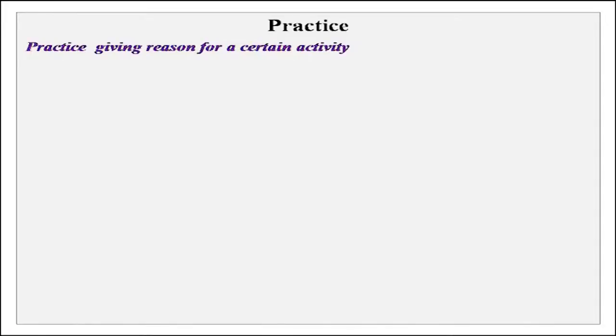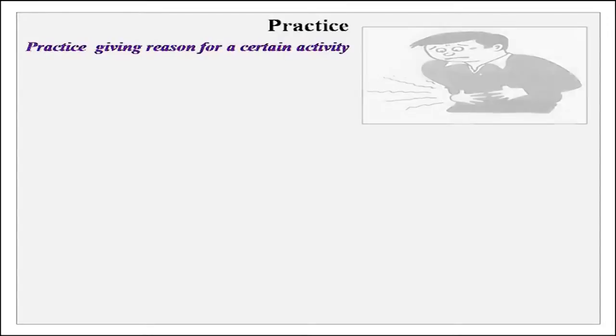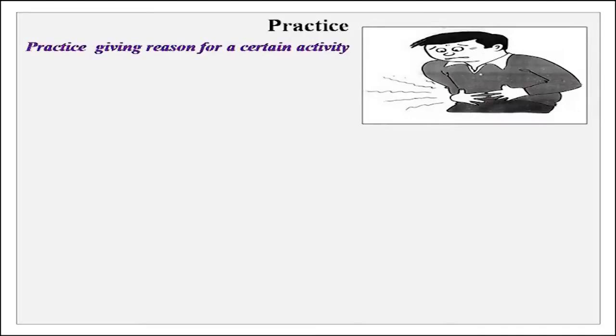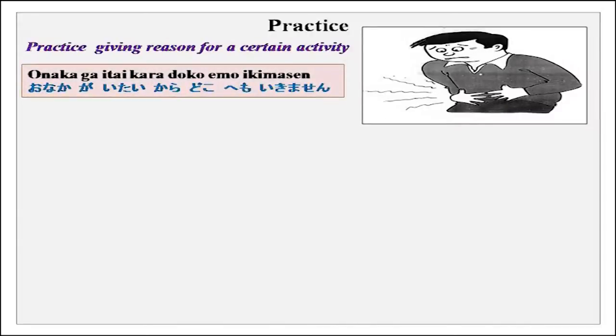Now, we have practice giving reasons for a certain activity. So, you have some pictures over here. Well, Tanaka-san has a stomach ache. Onaka ga itai. So, what are you going to say? Onaka ga itai kara doko e mo ikimasen. I will not go anywhere.